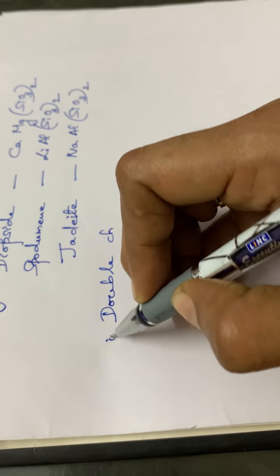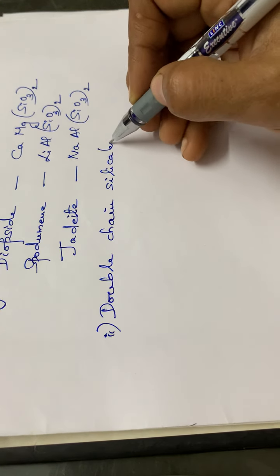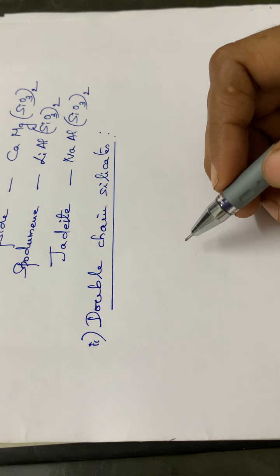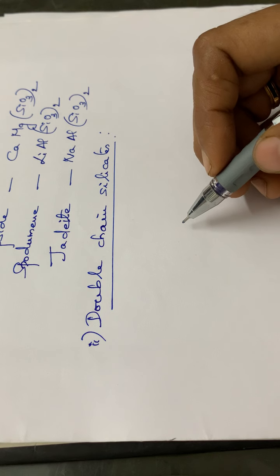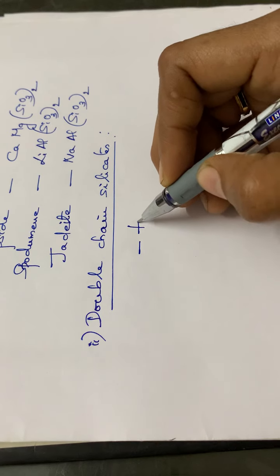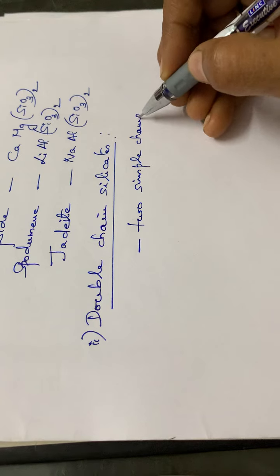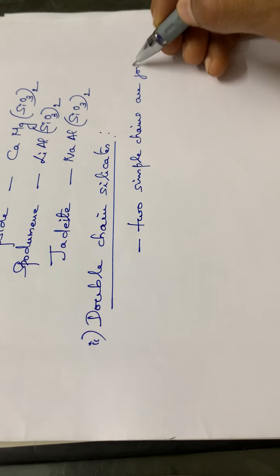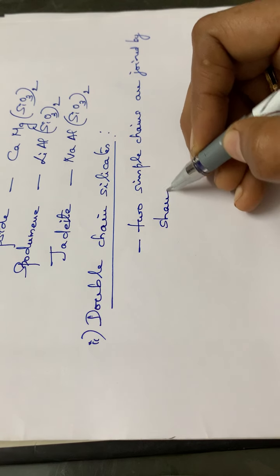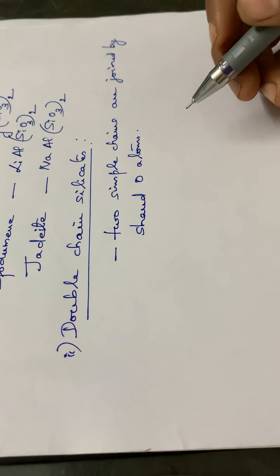Double chain silicates, the second classification. In the case of double chain silicates, when two simple chains are joined by shared oxygen atoms, it is called double chain silicates.